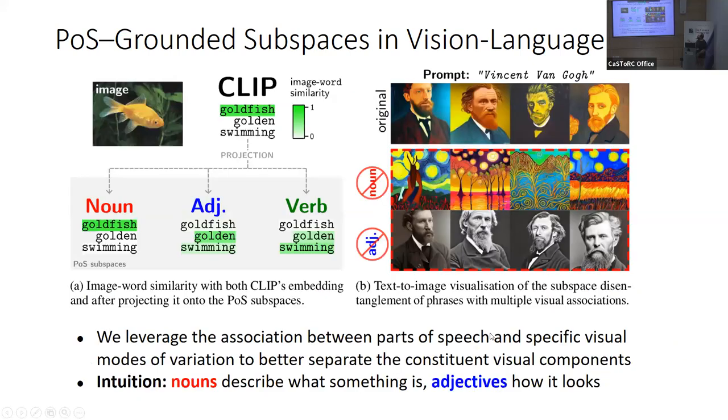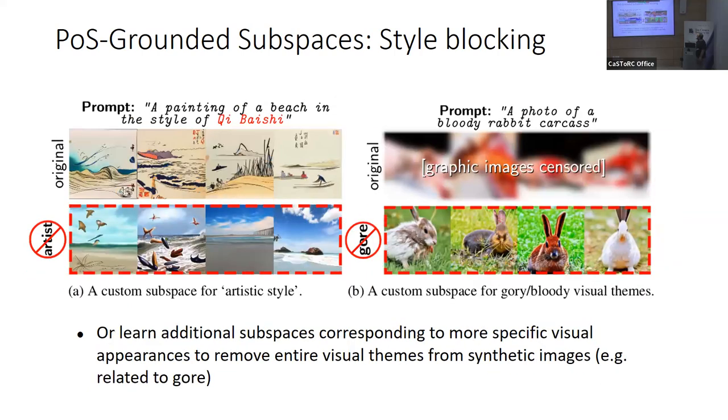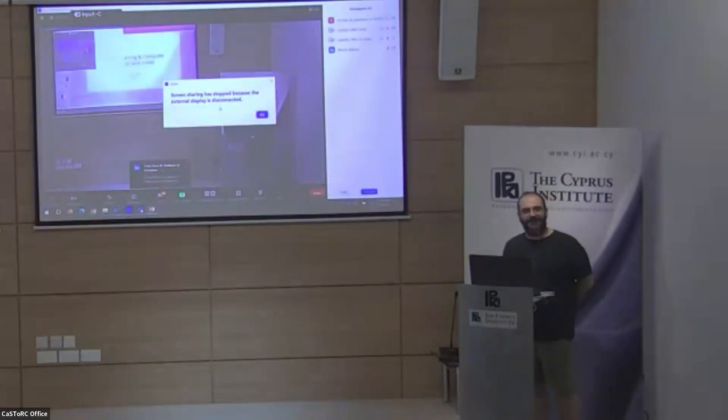And essentially, we can do nice things like block styles of artists or block generative models from generating toxic content, and things like that. Okay, so this was it from me, guys. Thanks for listening. And sorry if the talk was a little bit technically challenging.